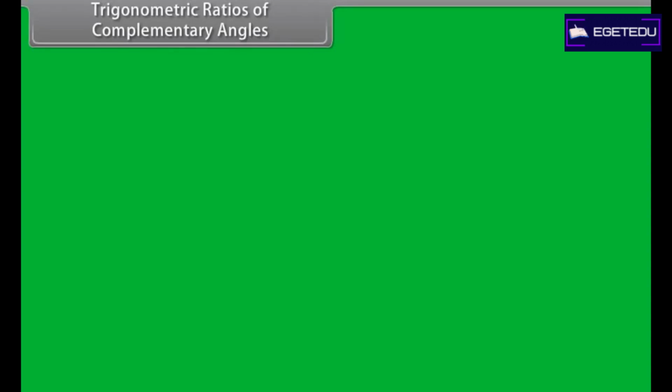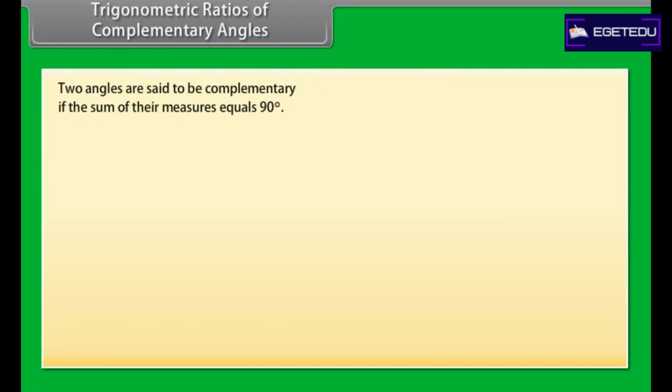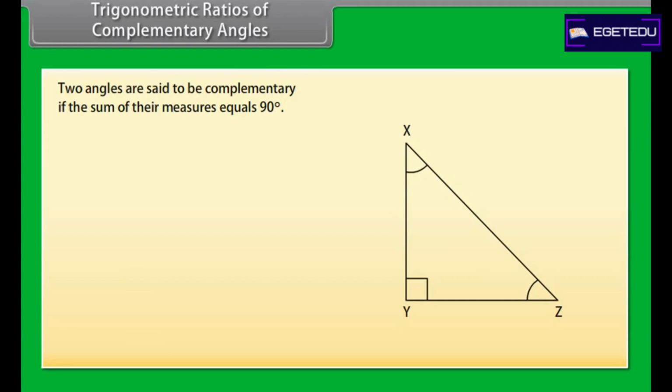Trigonometric ratios of complementary angles. Two angles are said to be complementary if the sum of their measures equals 90 degree.